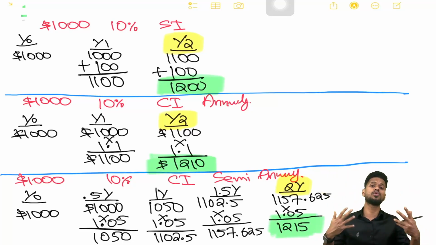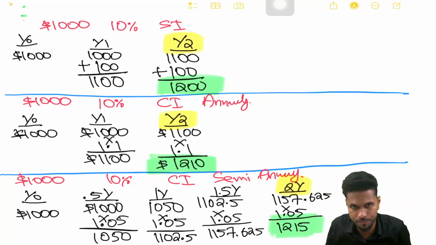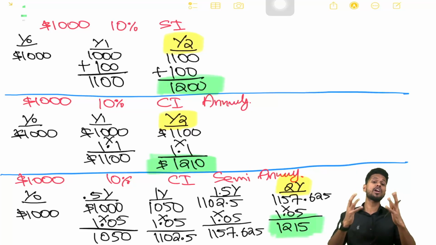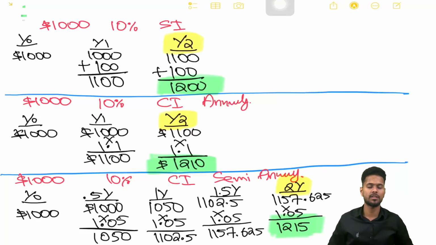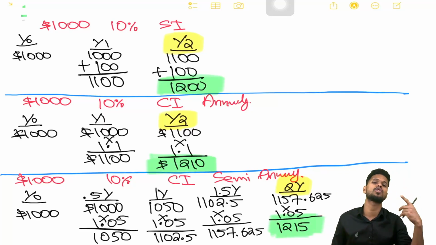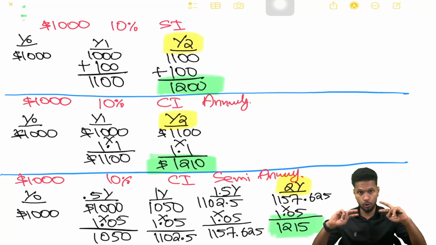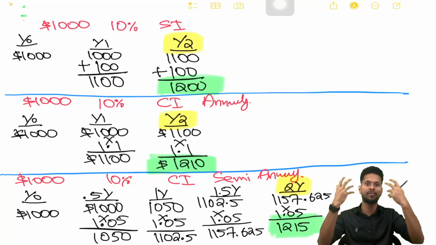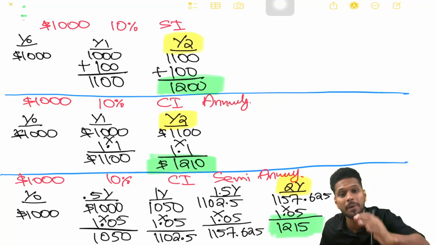Suppose you are going to take a loan from the bank. Two cases are there: simple interest and compound interest. Which one will you prefer? You are taking a loan, so you should pay the interest to the bank, so you will prefer the lower amount. That's why you choose simple interest.